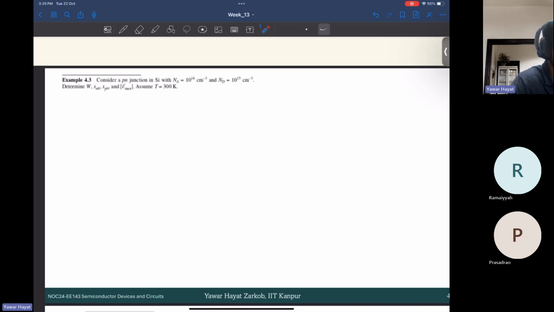You need to determine W, the depletion width, Xp0, where this Xp0 is the depletion width on the P side, and Xn0 is the depletion width on the N side, and then the magnitude of Emax, right? What is the maximum electric field magnitude value? These are the quantities that you need to compute, and you can assume that temperature is 300 Kelvin.